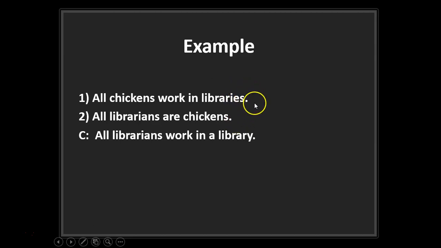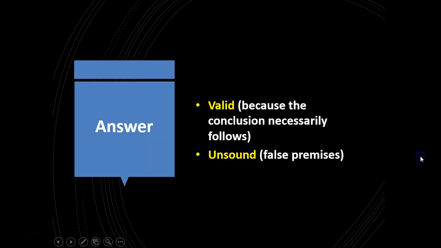Assuming those two, or pretending those two are true for a minute, would that conclusion have to be true as well? The answer's yes. So this argument's valid. The logic's good. So that means you move on to soundness. Is it true that all chickens work in libraries? False. So although valid, this argument is unsound. Both premises are false.